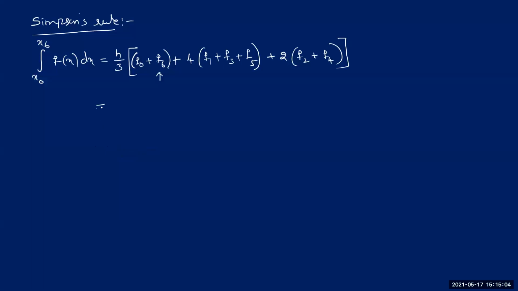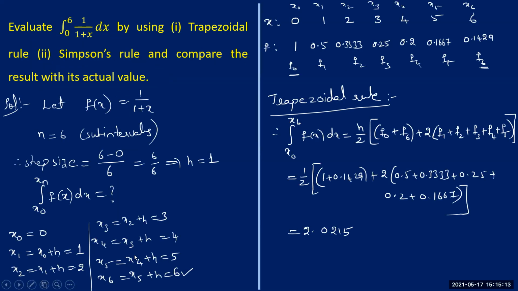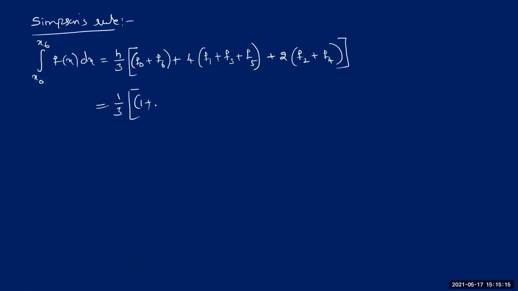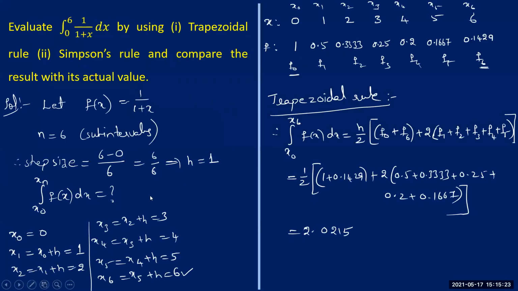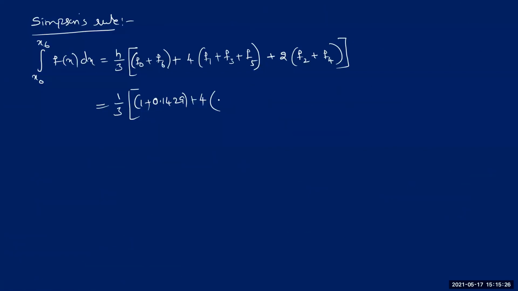Let me substitute everything into this. H is 1 by 3 here, then f0 plus f6. 1 plus, see how much is f0, f6? It is 0.1429. 0.1429 plus 4 times f1, f3, f5. Let us substitute one after the other. F1, it is 0.5 plus f3 is 0.25. Then f5 is 0.1667.